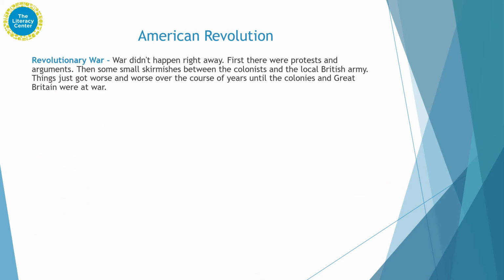This Revolutionary War didn't happen right away. First, there were protests and arguments. Then some small skirmishes between the colonists and the local British army. Things just got worse and worse over the course of years until the colonies and Great Britain were at war.